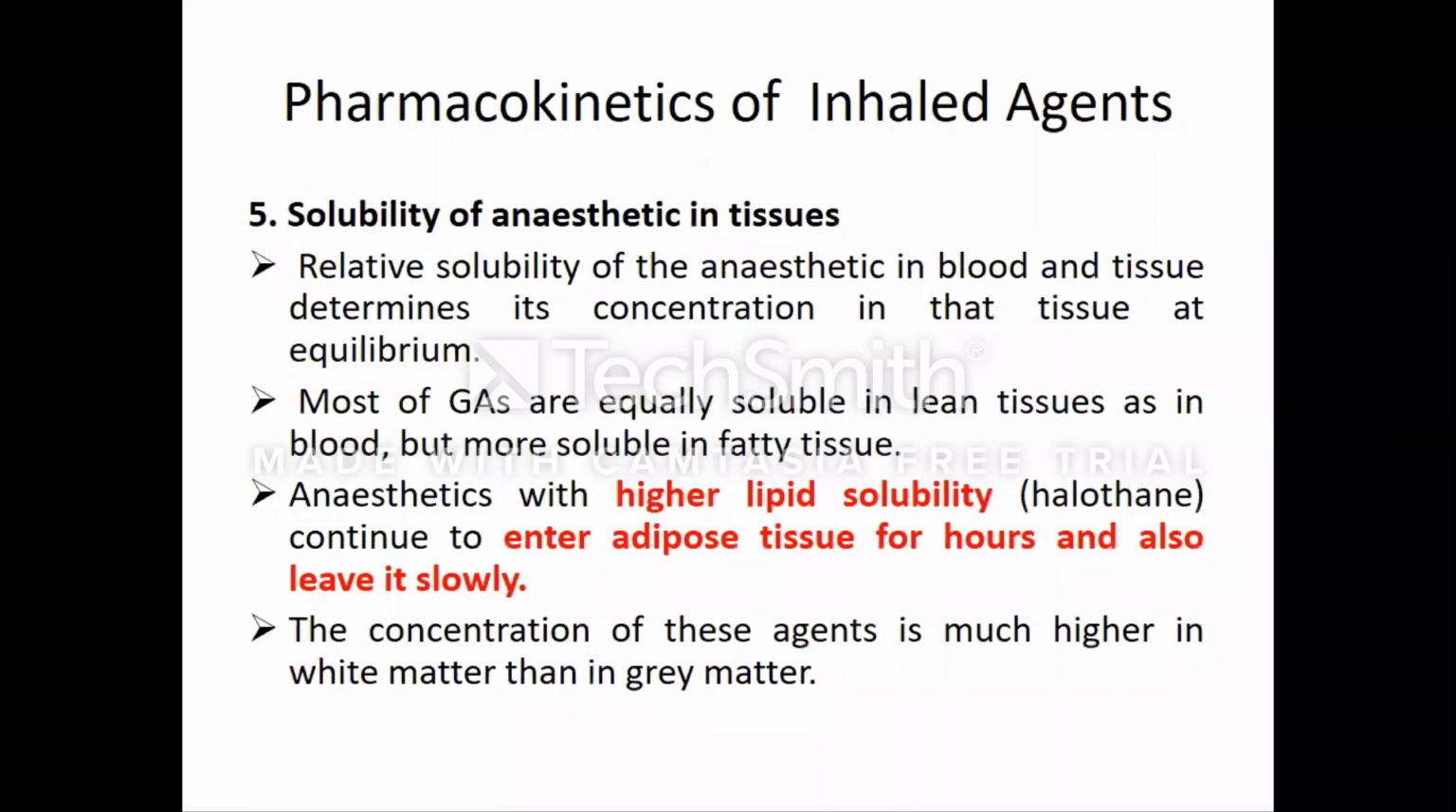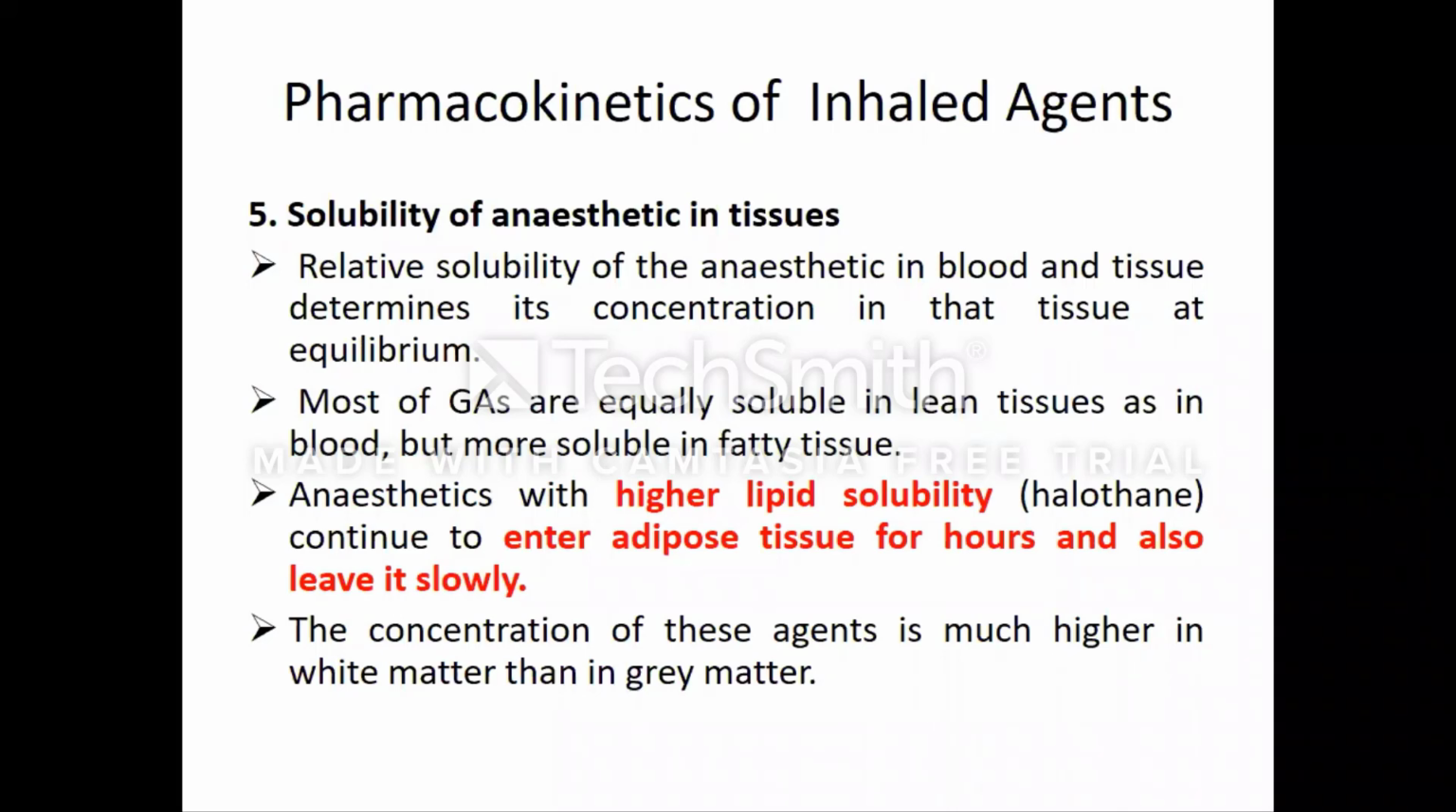Then the important point is that, okay, we have seen the solubility of our anesthetic agent in the blood, but that's not the only compartment which the general anesthetic has to reach. There is a compartment beyond that also, and that is the tissue. So the relative solubility of the anesthetic in blood and tissue will determine ultimately what its concentration is going to be in that particular tissue once equilibrium is achieved. It has been found that most general anesthetics are soluble in the lean tissues as they are soluble in the blood, but more soluble in the fatty tissues.